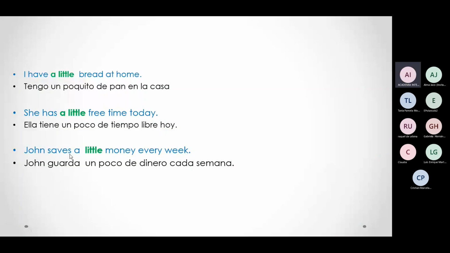A menos que digamos una cantidad, ¿verdad? A few dollars. Pero incluso a little and a few expresan una cantidad pequeña, ¿verdad? Todo es como de poco o algunos. John saves a few dollars, unos pocos o algunos dólares. And a little is like igual, poquito o poco, but with uncountable nouns, con sustantivos incontables.